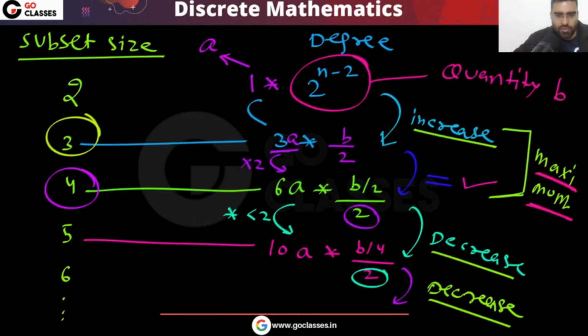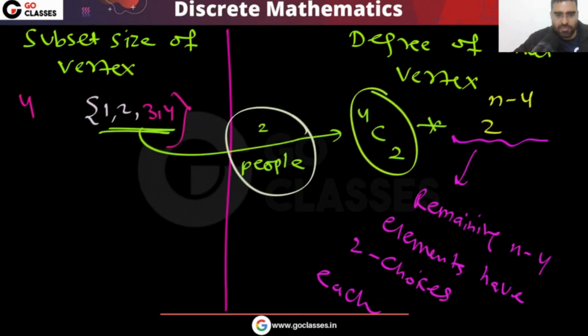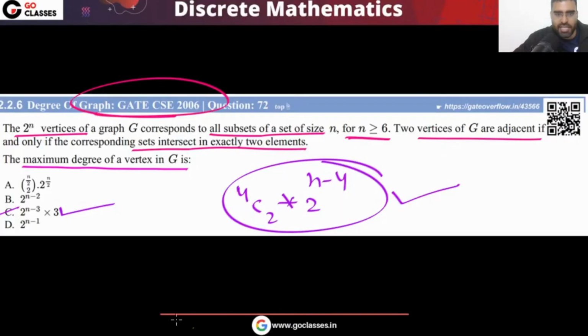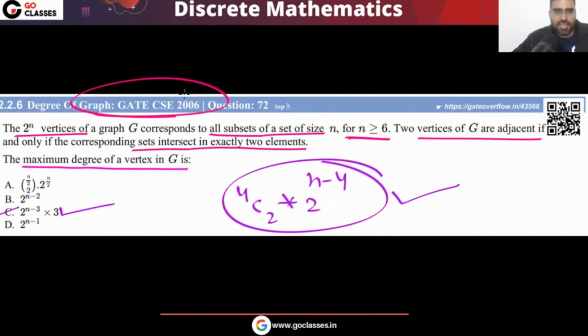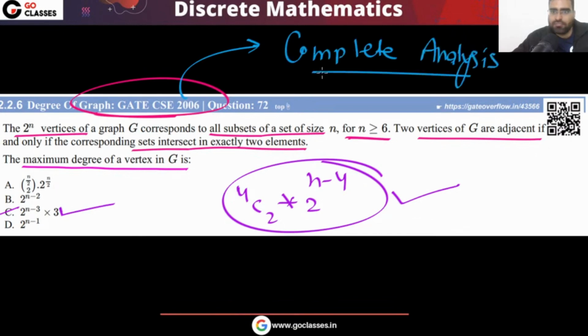So anyway, let's move on. This question is over. The complete analysis of this question is over. Now you are free from this question. A lot of time we have spent on this question, but anyway, is it clear? This GATE 2006 question, the complete analysis is over. Now you are free from it.